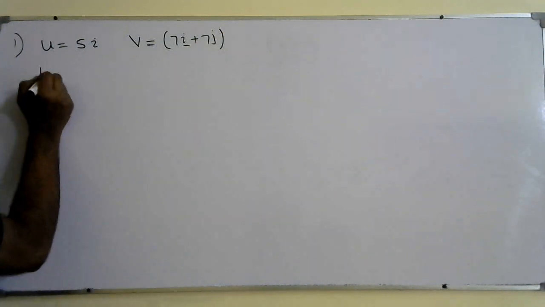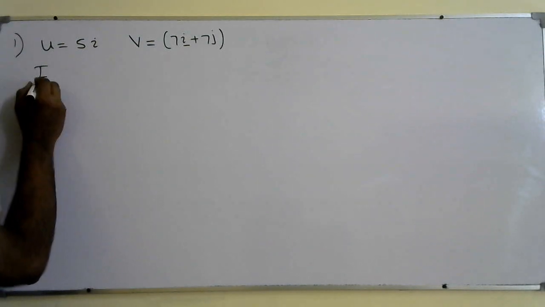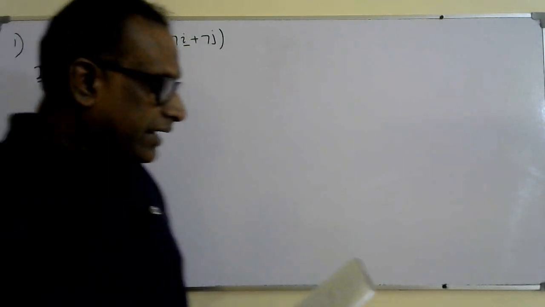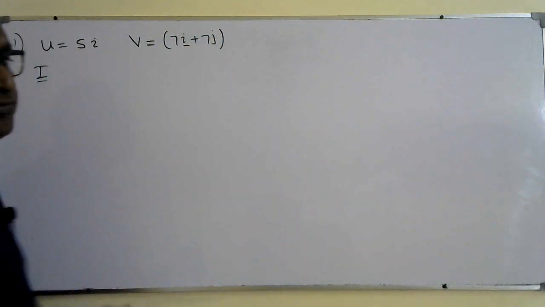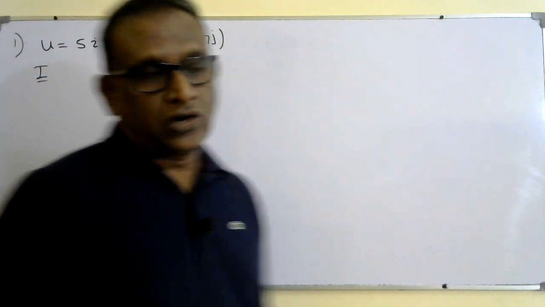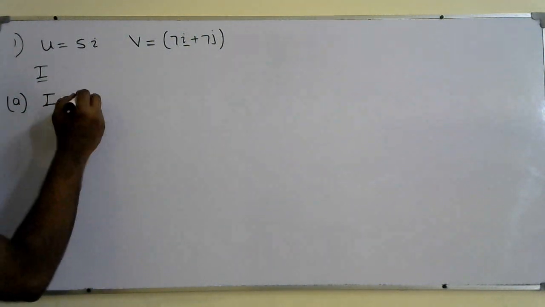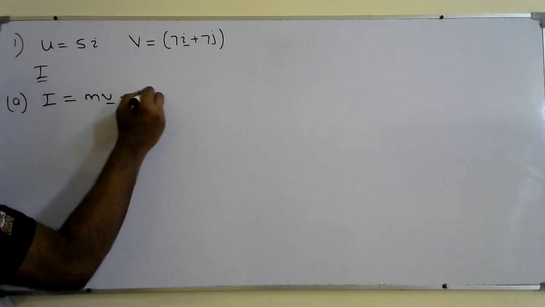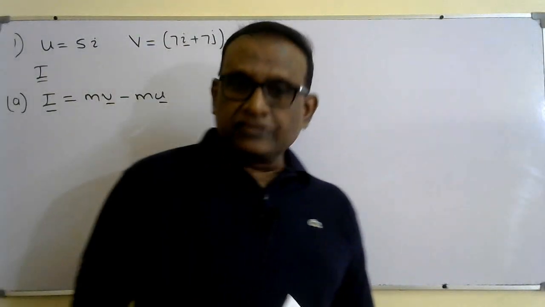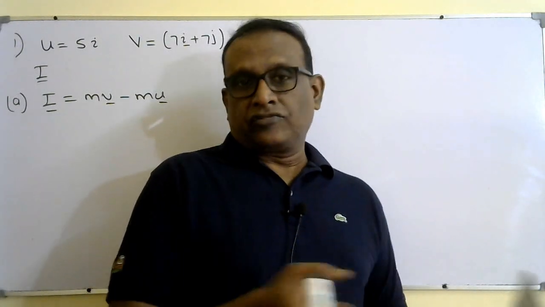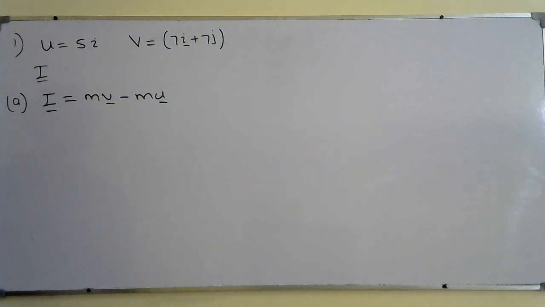The impulse is also given, but it is just left as I. The vector impulse is not given. Find the magnitude of the impulse. Okay, first we'll find the vector of the impulse. In part A, we know the equation I equals mv minus mu. To find the magnitude of the impulse, we first need to find the impulse vector, like a velocity vector.